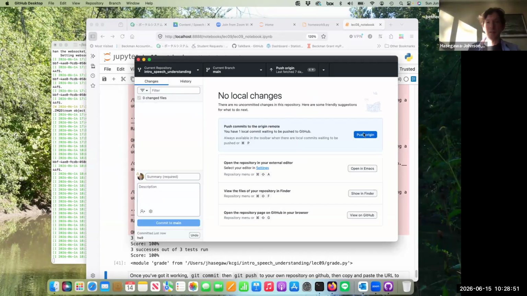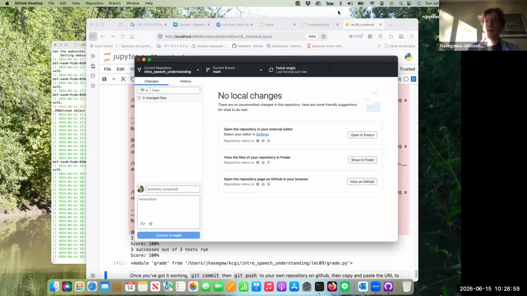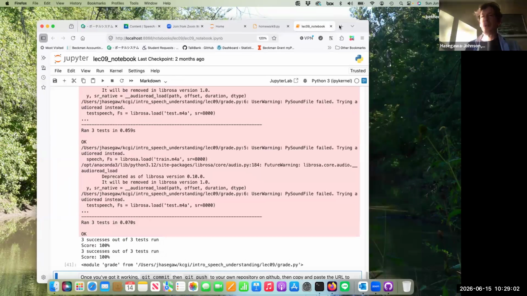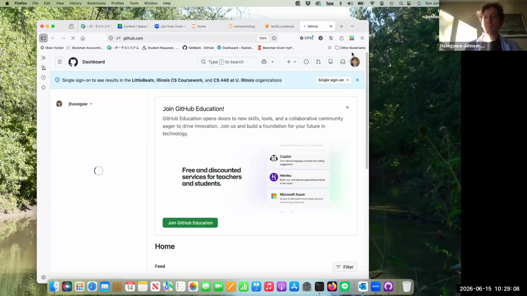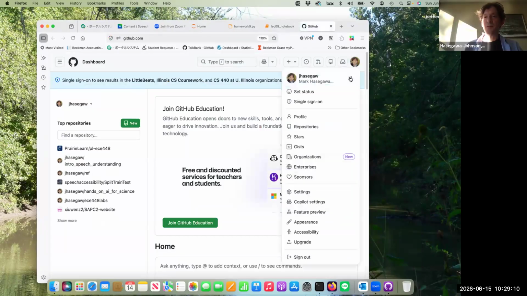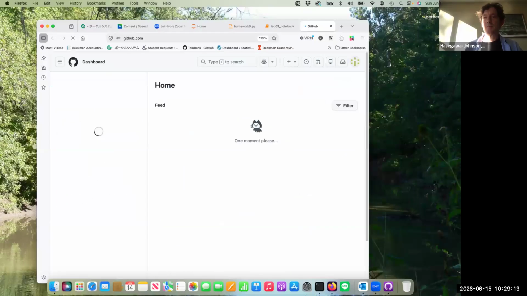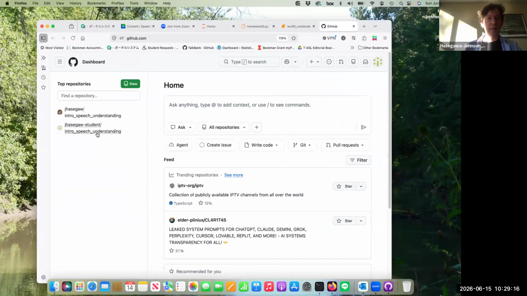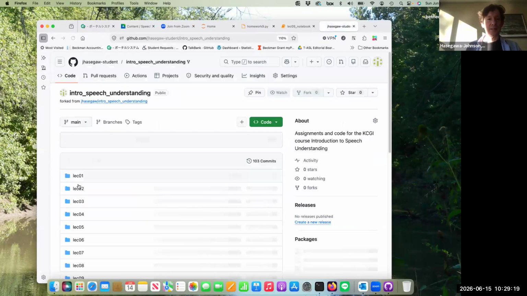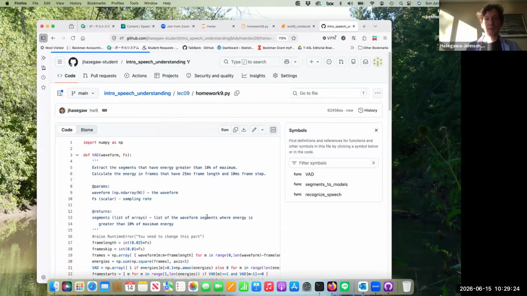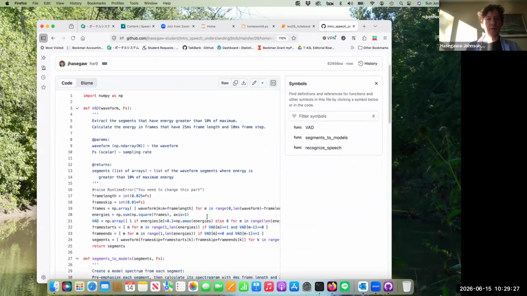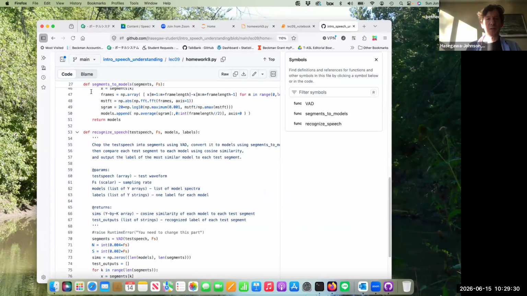Let's commit those files to main, push it to the origin. There we go. And then let's go to github.com and check to make sure that it got checked in correctly. Let me switch from my teacher account to my student account. And in my student account, let's make sure that homework 9 got checked in correctly. And there's all the code for VAD. There's all the code for segments to models. There's all the code for recognized speech.